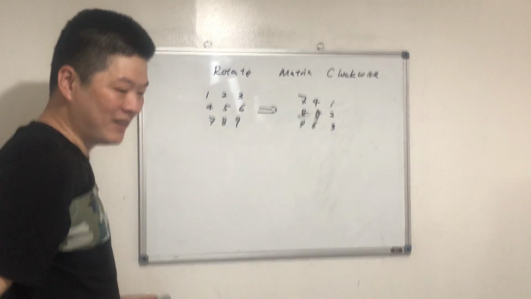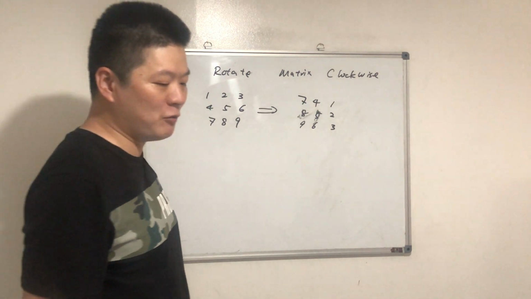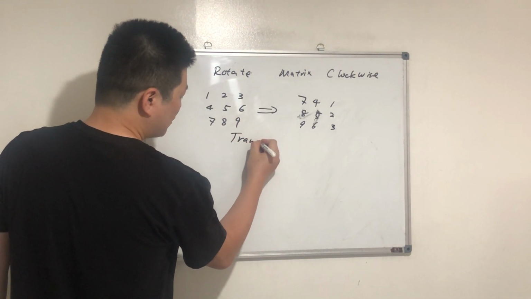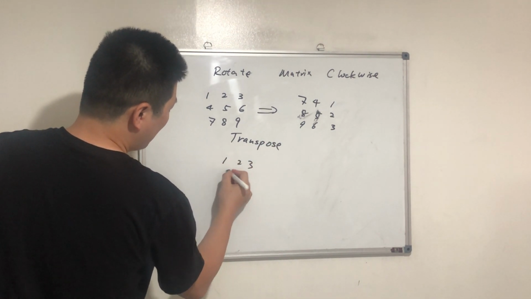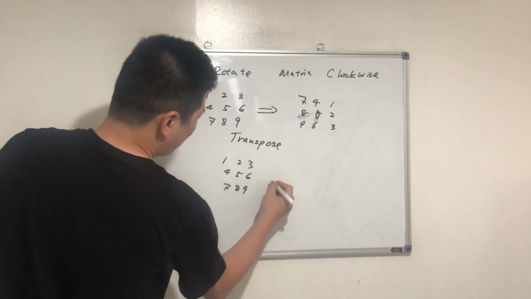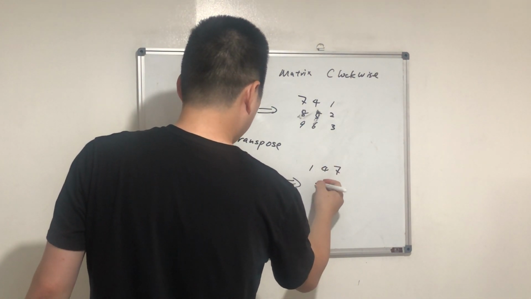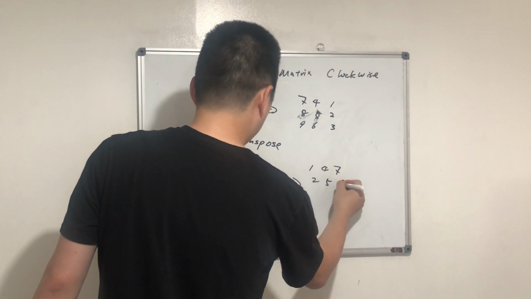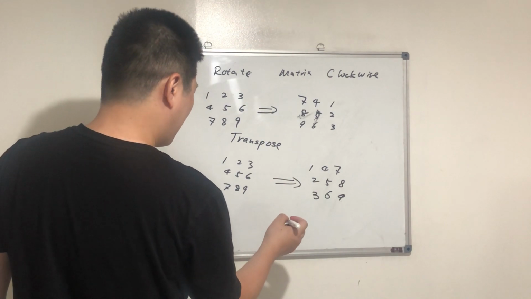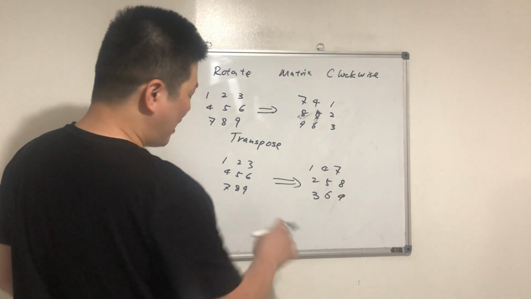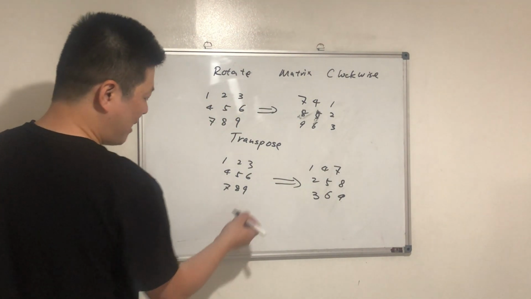So before we come up with a solution for the rotating, do you still remember what the transpose is? 1, 4, 7, 2, 5, 8, 3, 6, 9. Starting from 1, 2, 3, 4, 5, 6, 7, 8, 9, how can we write the transpose? What does it mean? How do you transpose the matrix? How do you come up with this?